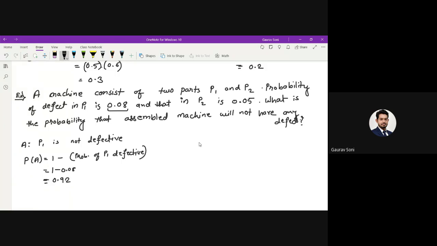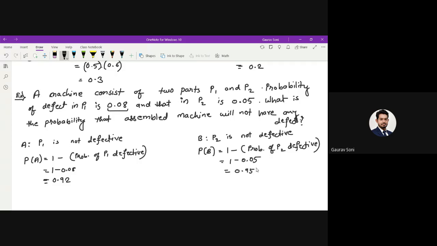I'll define my event B as P2 is not defective. So what is probability of B? Equal to 1 minus probability of P2 defective. This is equal to 1 minus 0.05, which is 0.95.